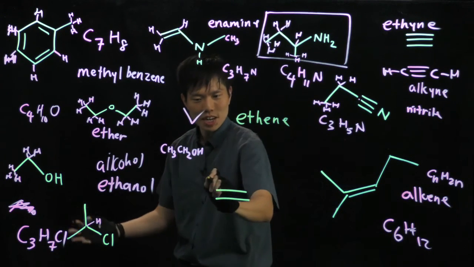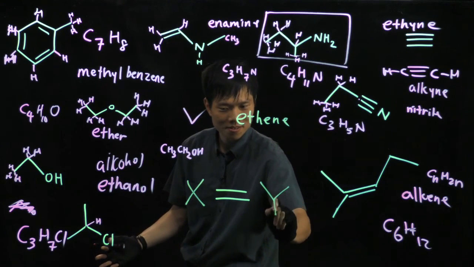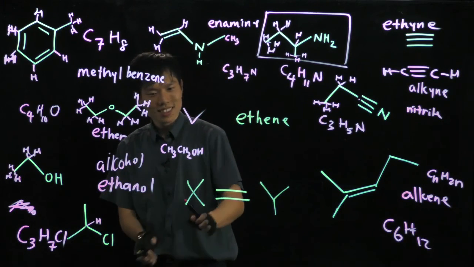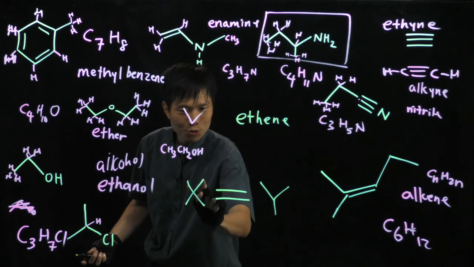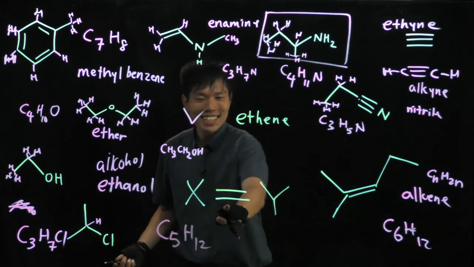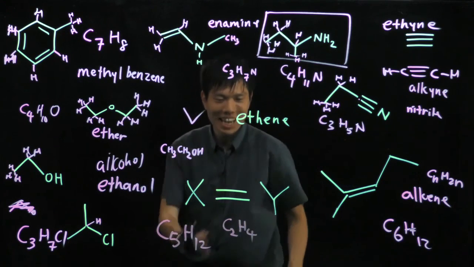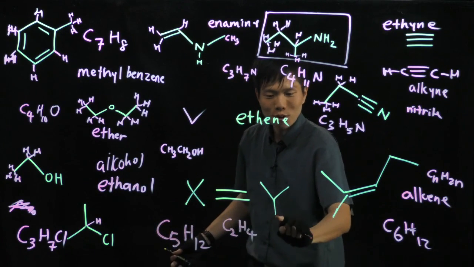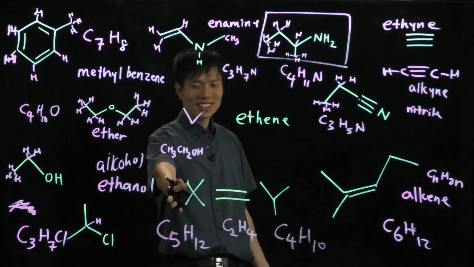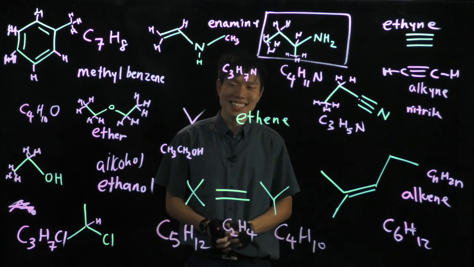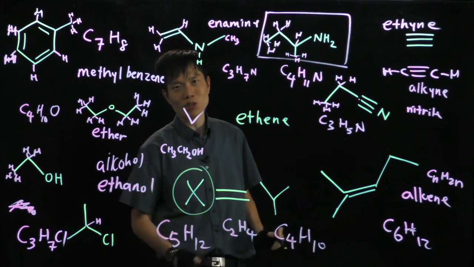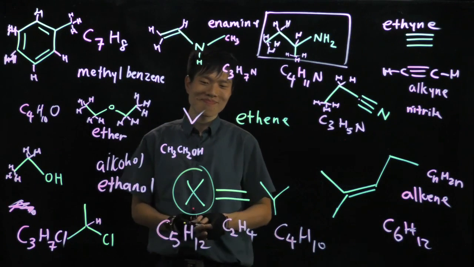And suppose you see this somewhere. Some people might think X equals Y, but to me, this is a branched alkane. 1, 2, 3, 4, 5. 5 carbons, C5H12. And this is a C2H4 alkene, and that is a 1, 2, 3, 4 C4H10 branched alkane. To me, this is what it represents. So do not be disheartened if you see a lot of C5H12 in your question paper when you do your assessment. These are just alkane.